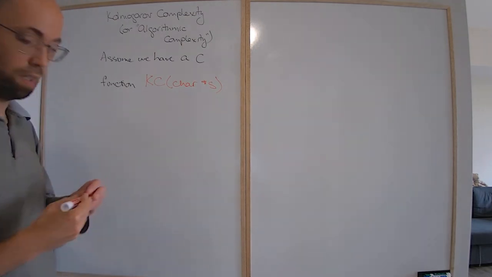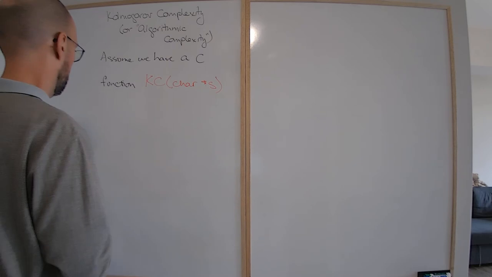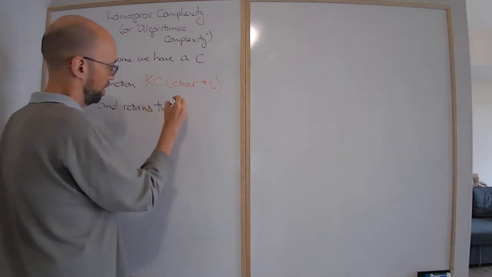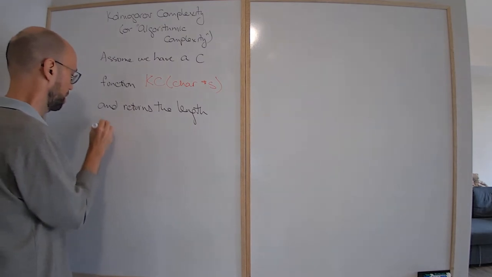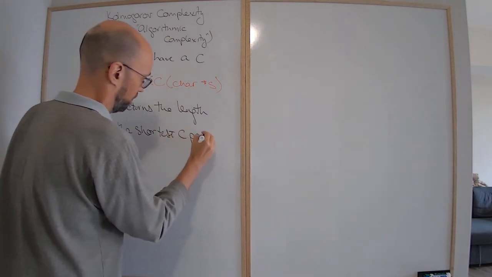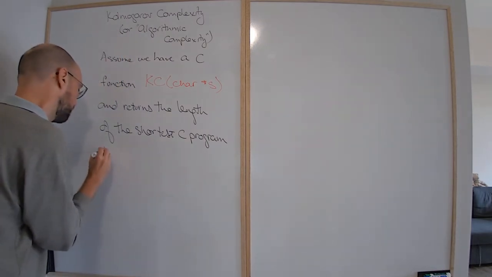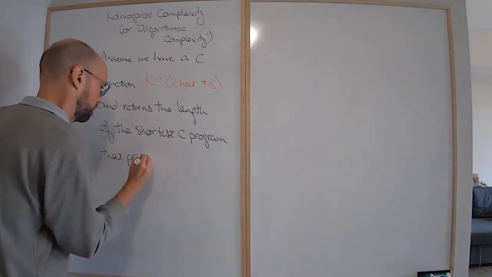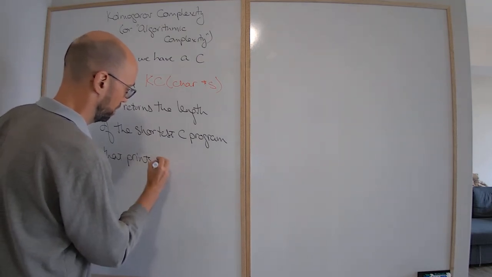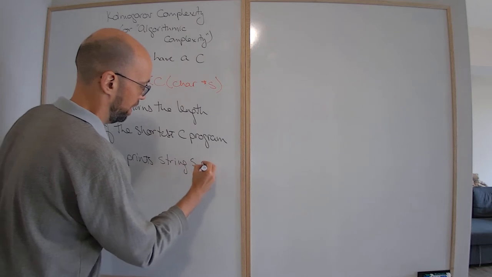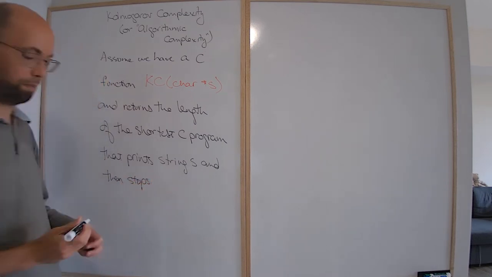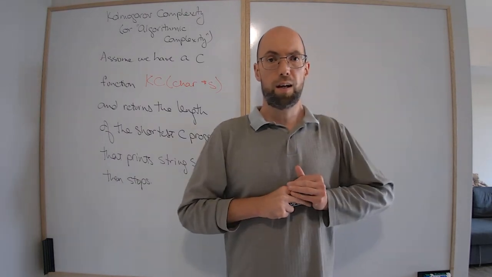Okay. KC takes S and returns the length of the shortest C program that prints string S and then stops.